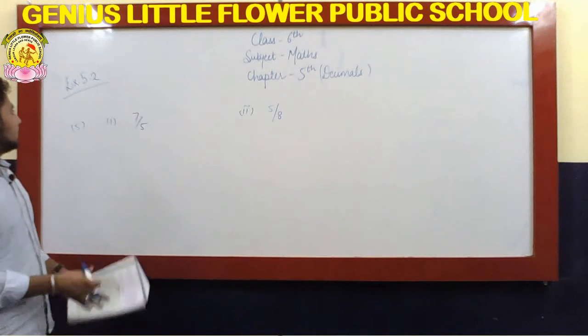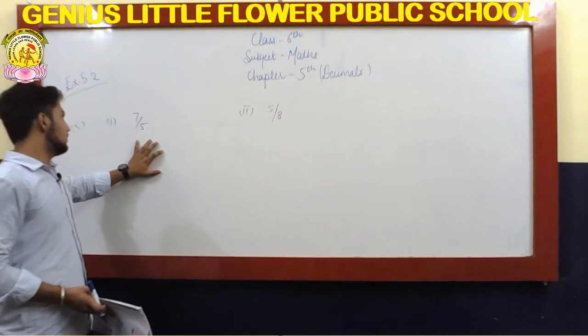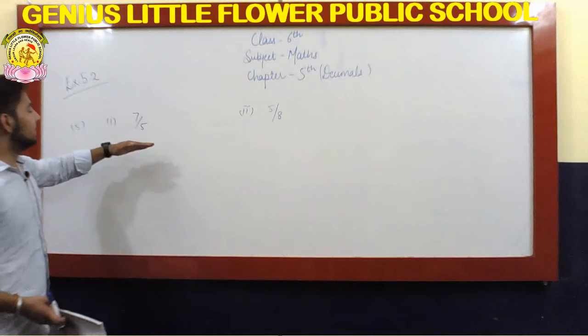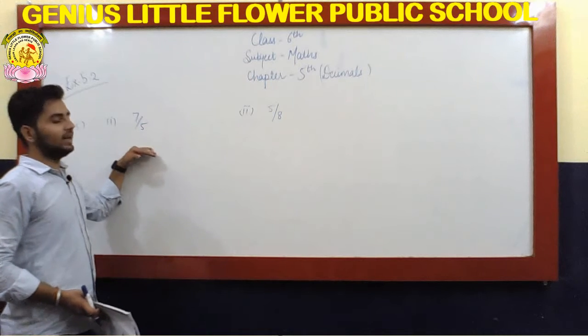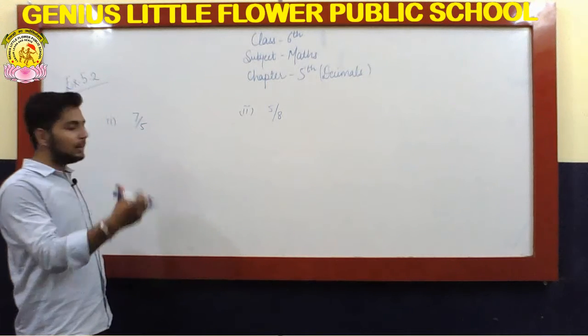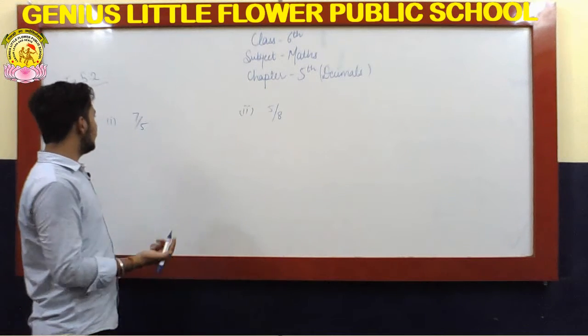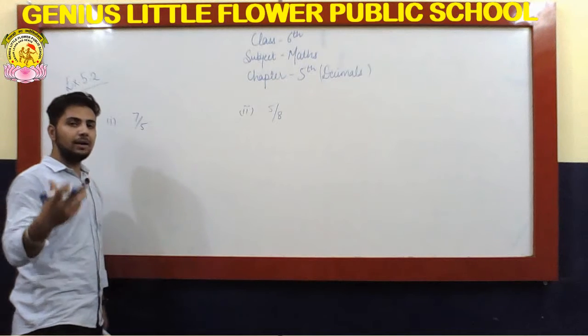So now in our next part we are going to convert the fractions into decimals. Now here you can see there is no multiple of 10 in the denominator. So what we are going to do is follow our simple procedure which we have done in the earlier classes. We have to follow the divide procedure.